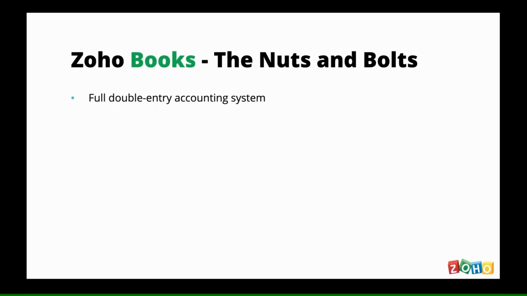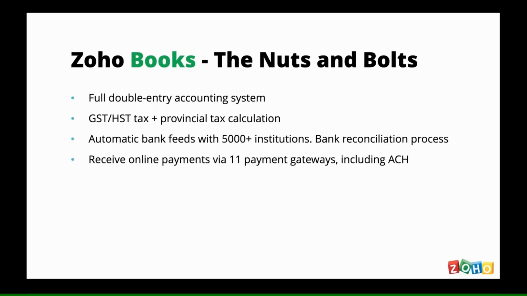So first, just off the bat, it's a full double entry accounting system. You can, of course, go in and make manual journal entries and also run journal reports, but all of the transactions that you log, right, getting an invoice marked as paid, creating an expense, all of those are recording a journal entry on the back end. For Canada, we do have GST and HST tax and provincial tax calculation, and I'll show you what that looks like. We also have automatic bank feeds with thousands of different institutions.